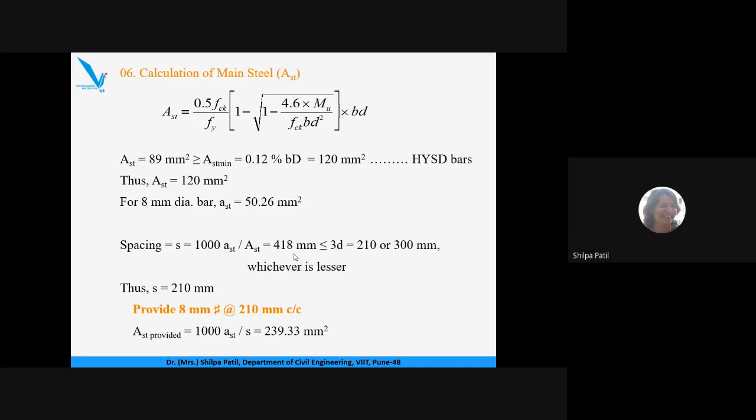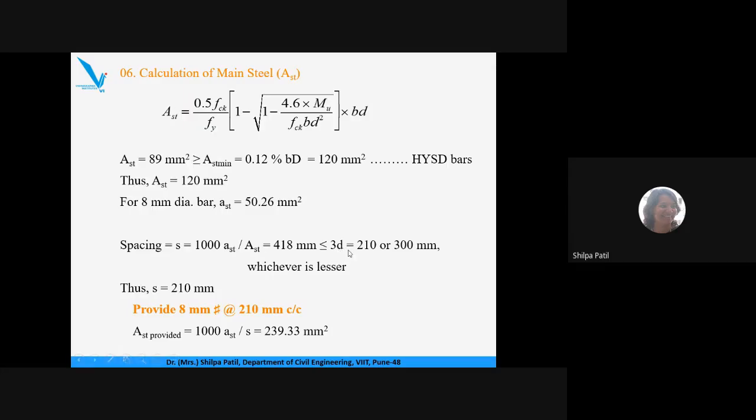We have to check this spacing with the given condition in IS 456. The condition is 3D or 300 mm, whichever is lesser. The spacing should not be greater than... What is the condition? Can you just read me the condition? Lesser of 3D or 300 mm. Fine, but should the spacing be greater than this condition or less than this condition? Less than. The spacing should be less than 3D or 300 mm, whichever is lesser.